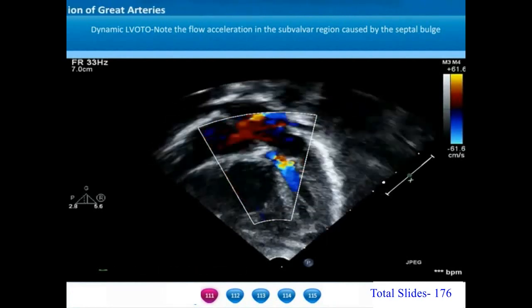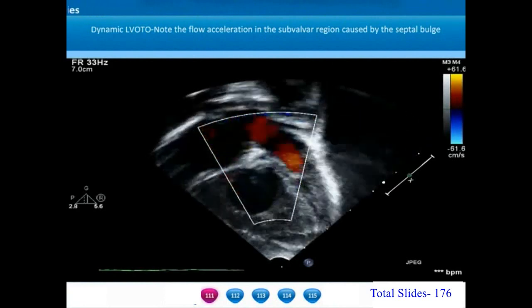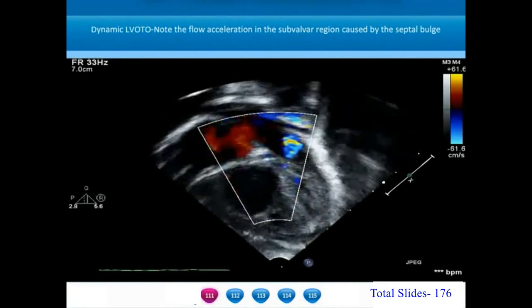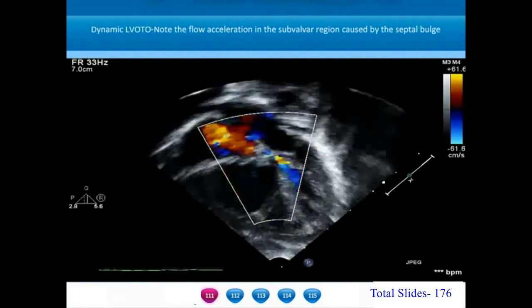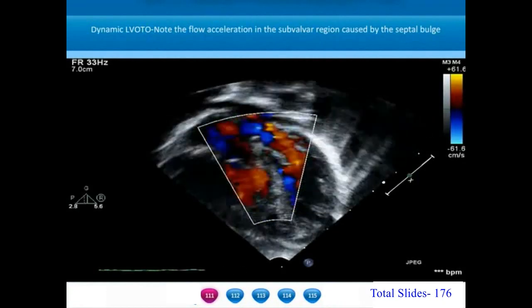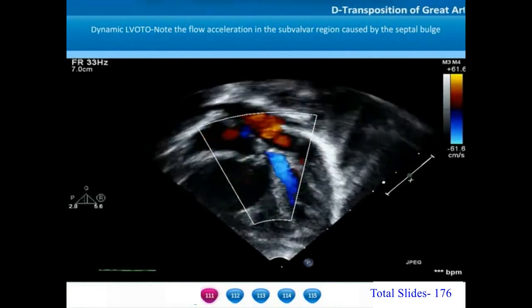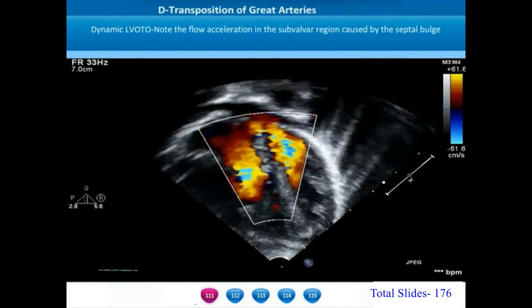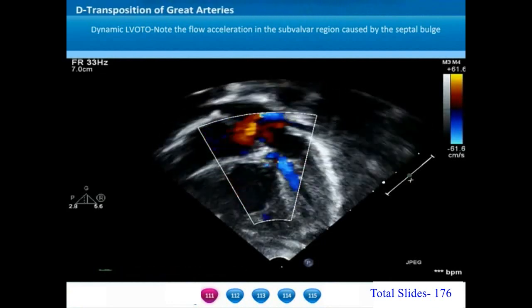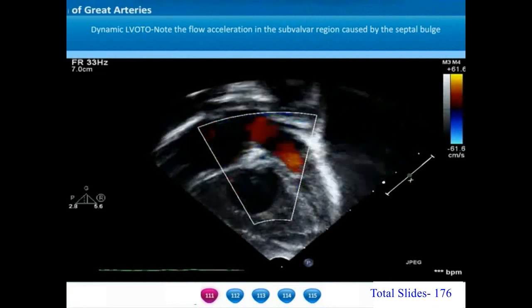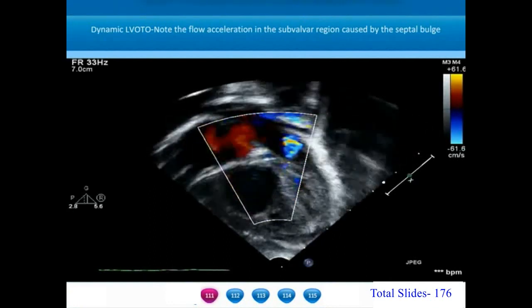The septal bulge is because of right ventricular pressure being higher than the left ventricular pressure. It's associated with systolic anterior motion of the anterior mitral leaflet, a hypercontractile left ventricle, and this dynamic left ventricular outflow tract obstruction can lead to gradients even as high as up to 60 millimeters of mercury.